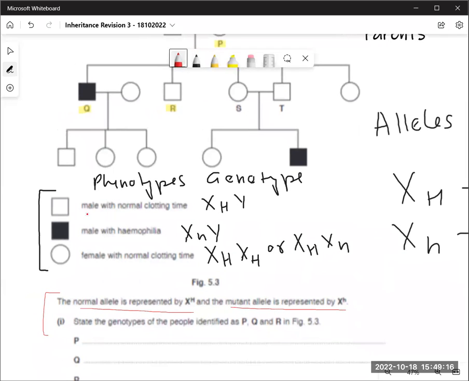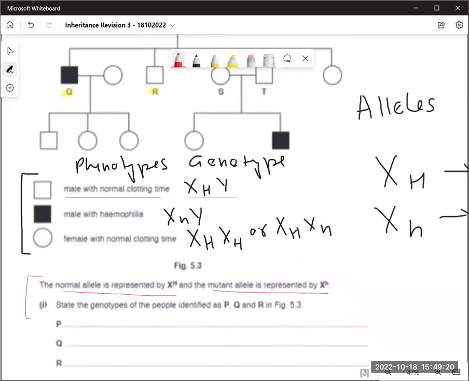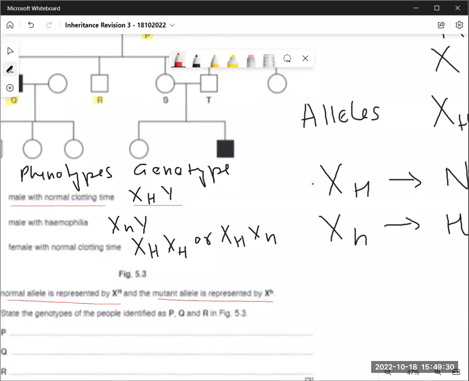Now quickly, Lula, read the phenotype and the genotype out loud. Male with normal clotting time, XHY. X capital H Y, right? We also realize that X capital H is dominant because it's capital. While this one is dominant, capital is dominant, while the small is always recessive. So small is recessive, always.